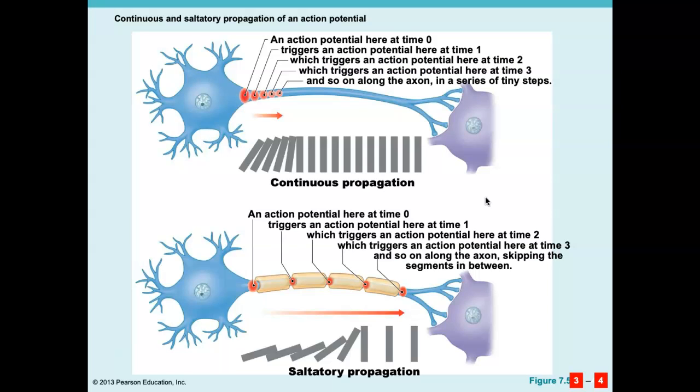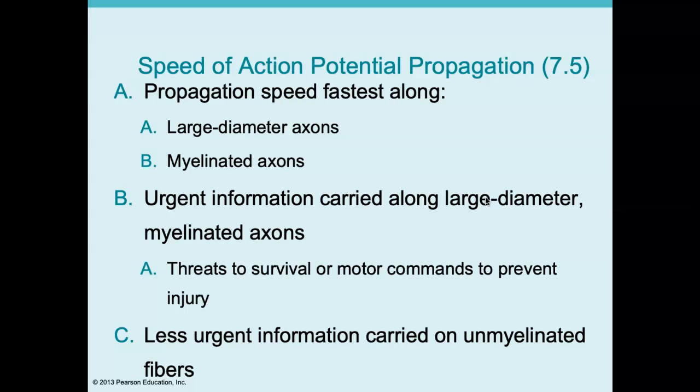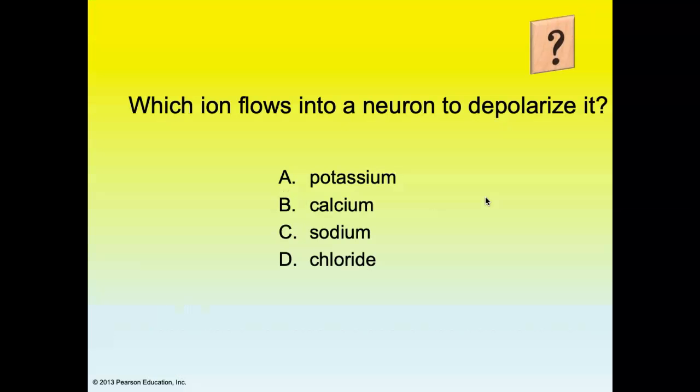You might want to pause here to read through this diagram. So in terms of speed, larger diameter axons and myelinated axons will carry the fastest signals. So therefore, urgent information is carried along large diameter myelinated axons. Which ion flows into a neuron to depolarize it? Sodium.